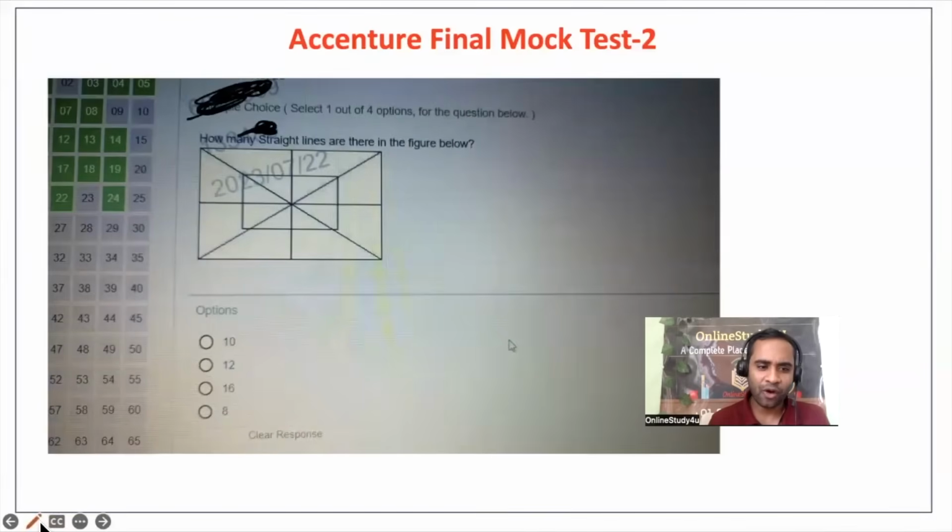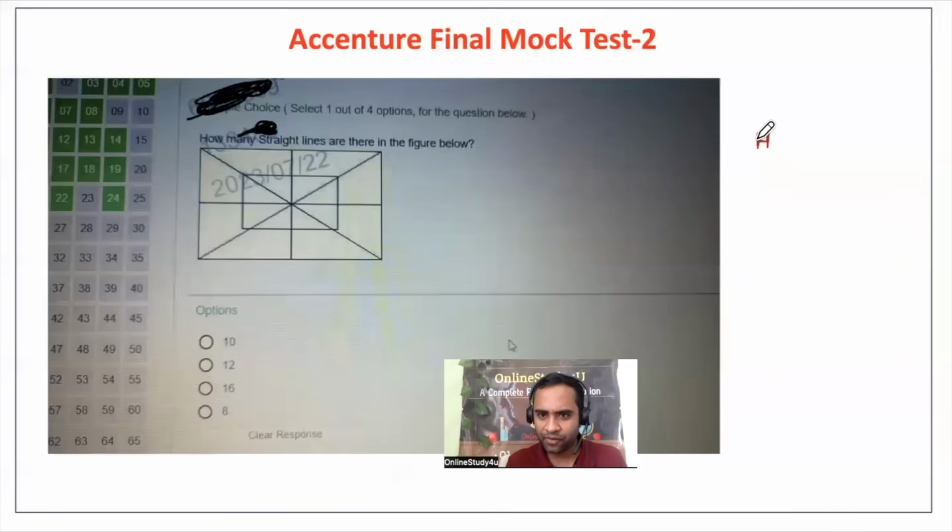Okay, now friends, in this particular question they're asking, tell me how many straight lines are there in the given figure below. So now we have to find the straight lines. Friends, whenever you have to find straight lines, you have to find horizontal lines, vertical lines, and then slant lines. Okay, now let us understand.